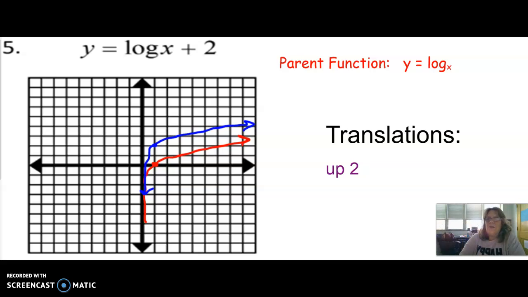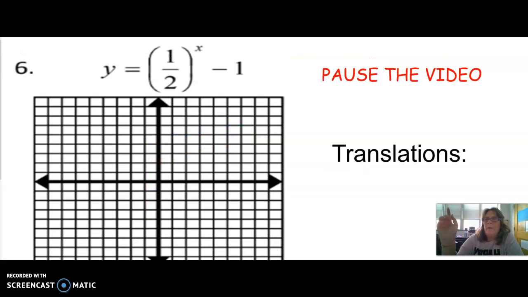This is your equation. Parent function is y is equal to the log of x. The logarithmic function, we'll be learning about those later. Basically, the only thing you need to know is the only difference is that it has a +2 outside of it. So that means that it's translated up, shifted up 2 units. Problem number 6. Pause your video.